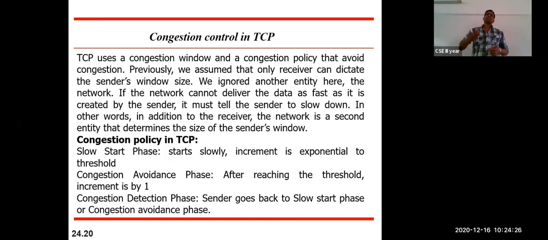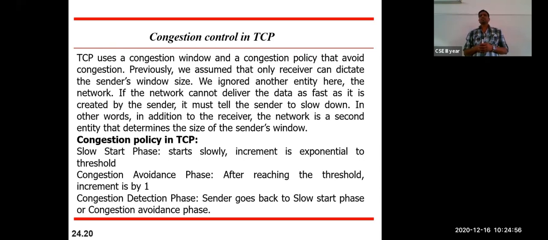So if it keeps on exponentially incrementing, 8 becomes 16, 16 becomes 32, 32 becomes 64. But you cannot just keep incrementing like that, right? So there should be a threshold level. What is the threshold level? The maximum packets that the network can handle at a given time. That becomes the threshold. So once it reaches the threshold, now what happens? Let us see. Then comes the next phase called congestion avoidance phase.